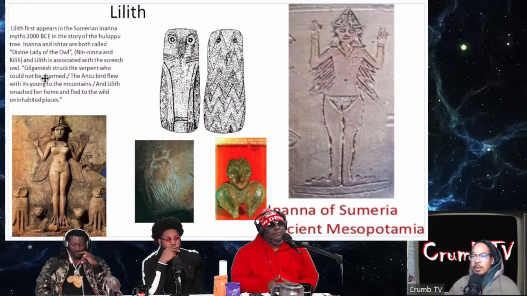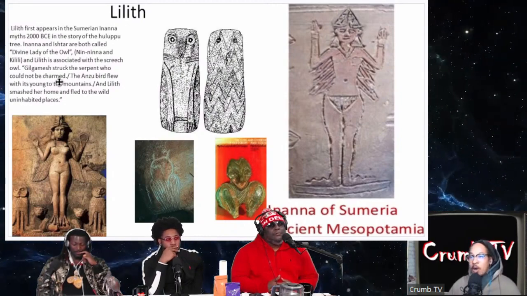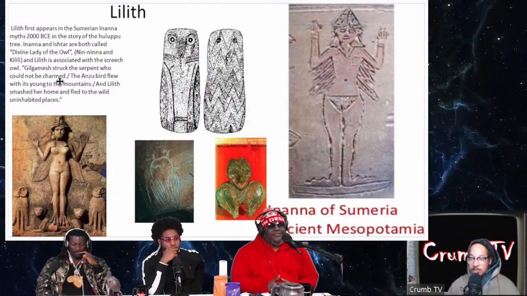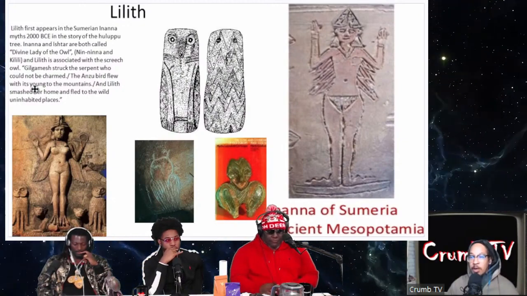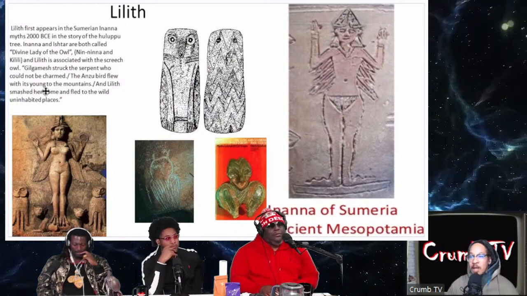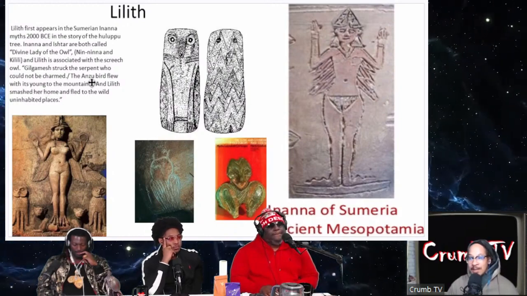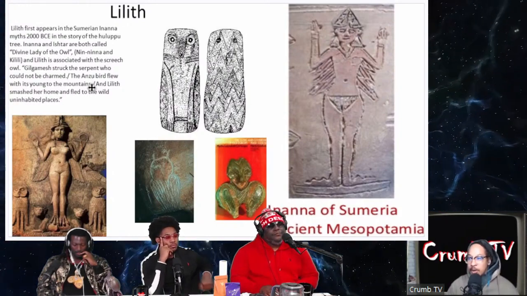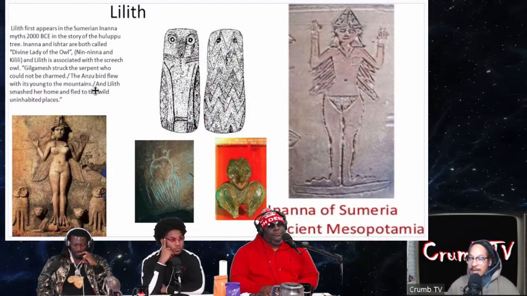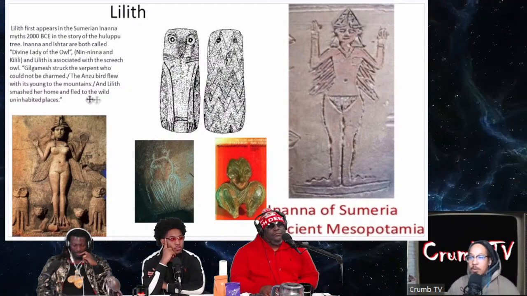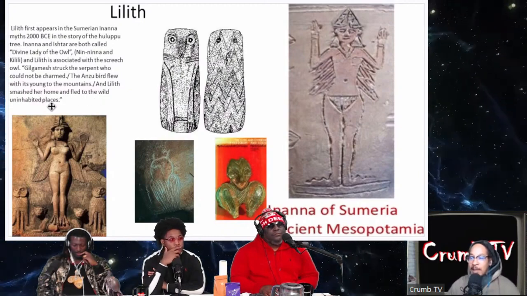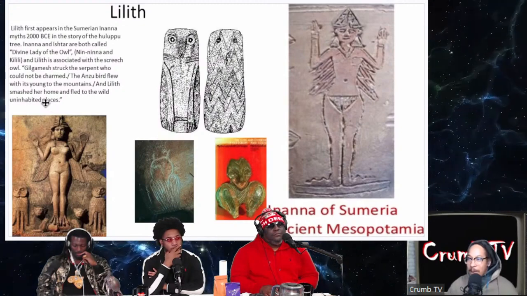Gilgamesh struck the serpent who could not be charmed. This is that serpent you're always going to see. The Anuzu bird flew with its young to the mountains. In this one it says Anuzu bird, but I guess that's the Sumerian name for an owl. And Lilith smashed her home and flew to the wild, uninhabited places. That's from what we read in the Bible.